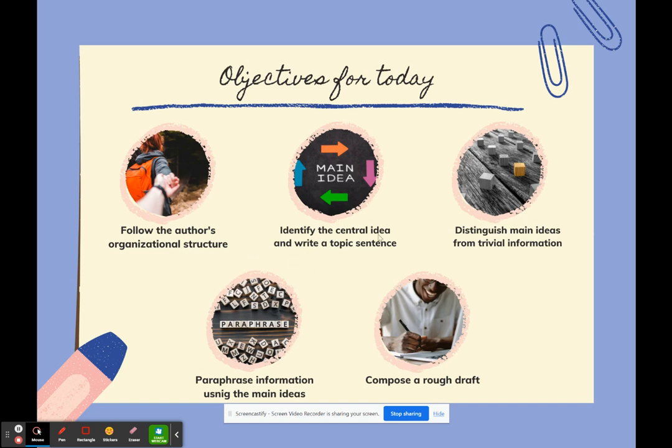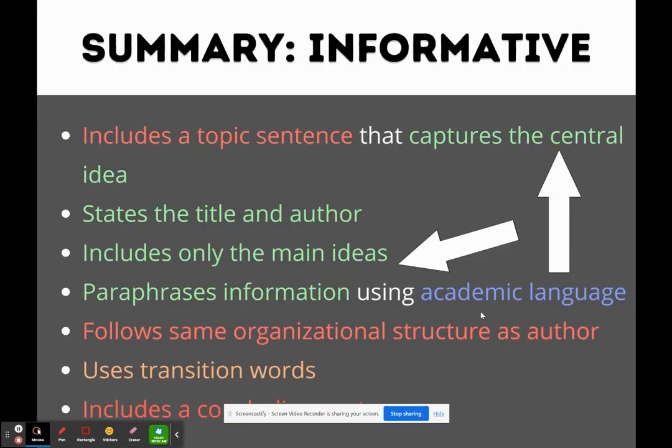We're going to identify the central idea and write a topic sentence. We're also going to distinguish between main ideas and trivial information. We're going to learn how to paraphrase, and then we are going to create our rough draft.